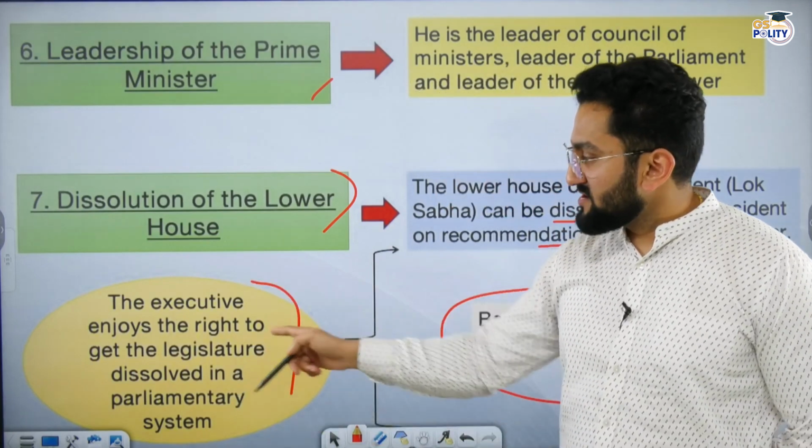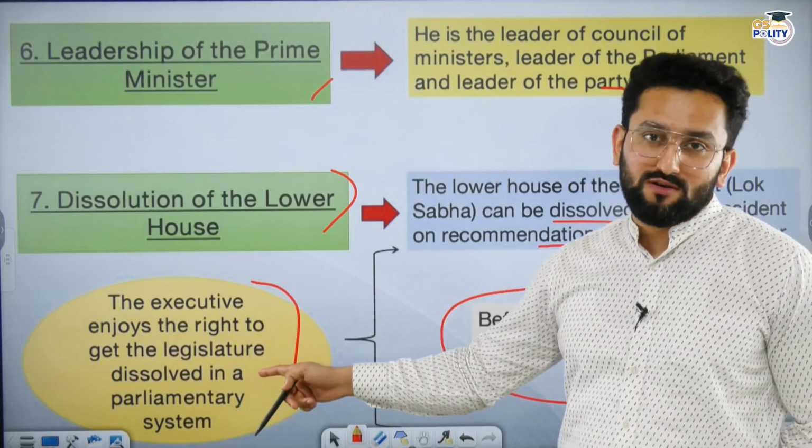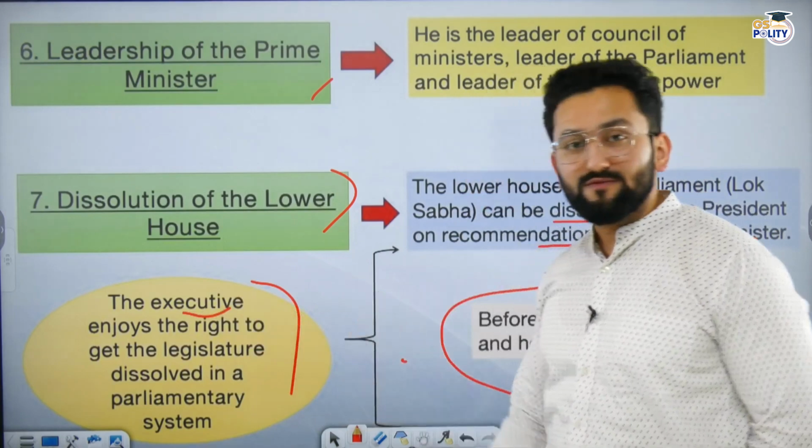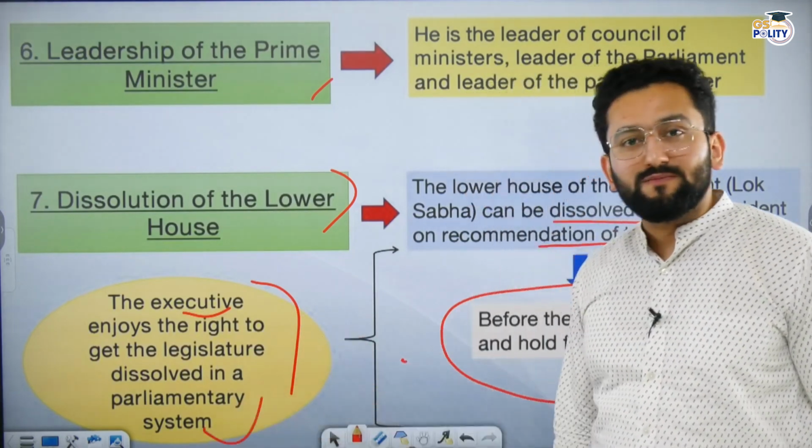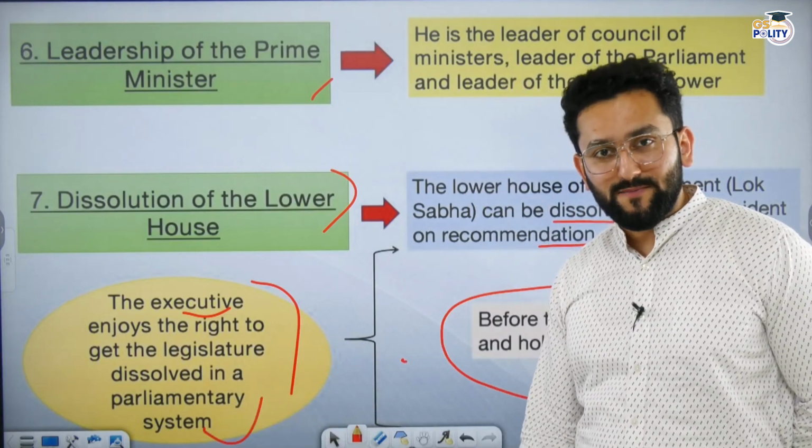The executive enjoys the right to get the legislature dissolved. This right is with the executive in a parliamentary system. Clear?